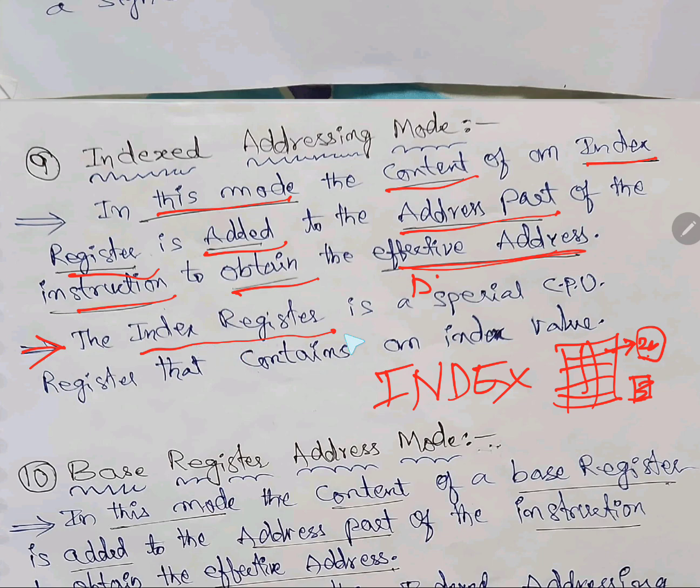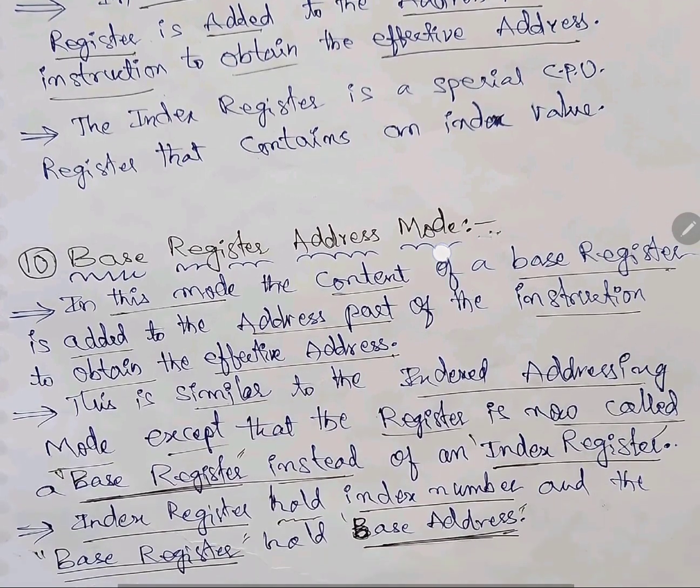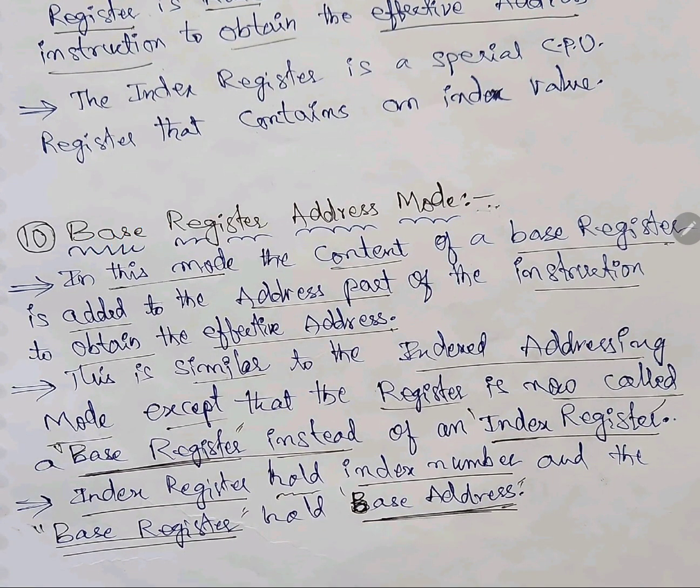The index register is a special CPU register. In the CPU we have special registers that contain an index value. According to that, it will be fetched. Very simple. And the last one, base. You can remember it easily: base means down.